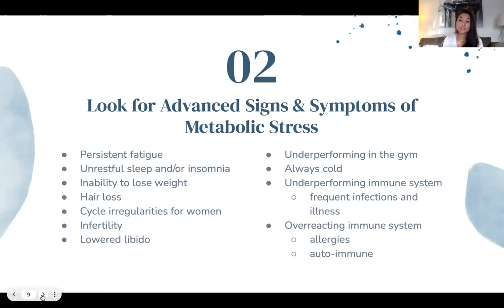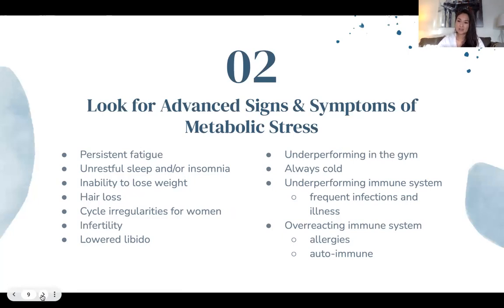For women, your cycle starts to get irregular. You might start skipping periods. PMS starts to really rise, right? Infertility, lowered libido. In the gym, you just don't feel like you can actually perform anymore. You're not hitting the same marks, I guess, as you were before. Temperature, you're a lot of the times just always feeling cold.